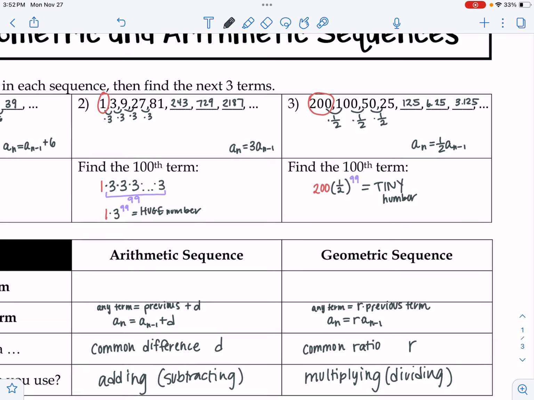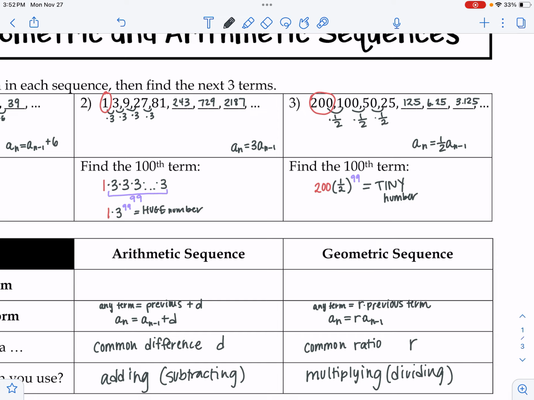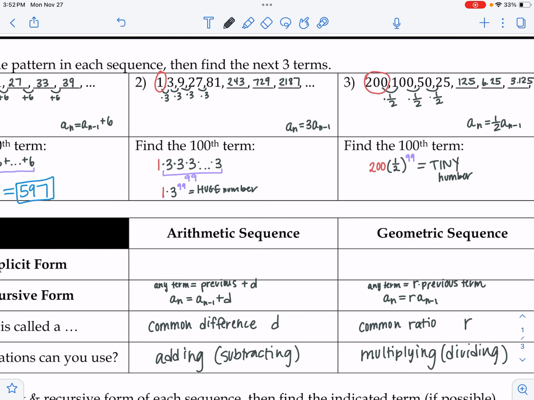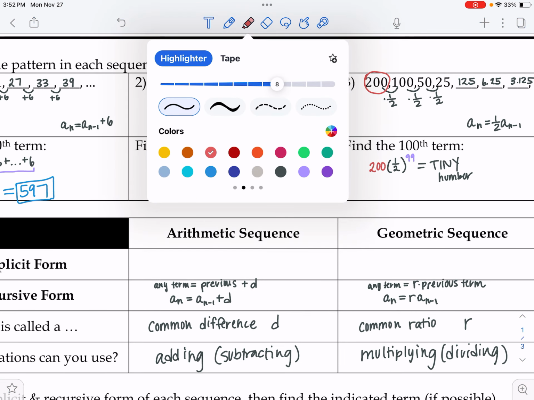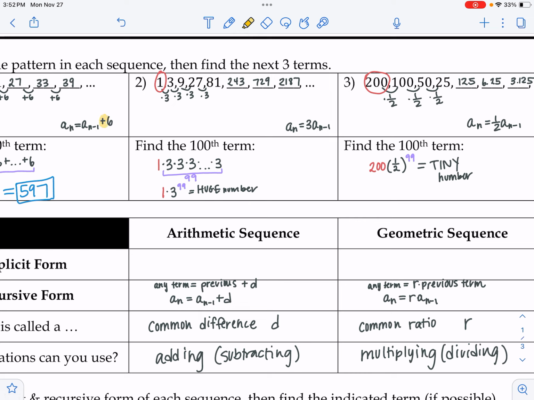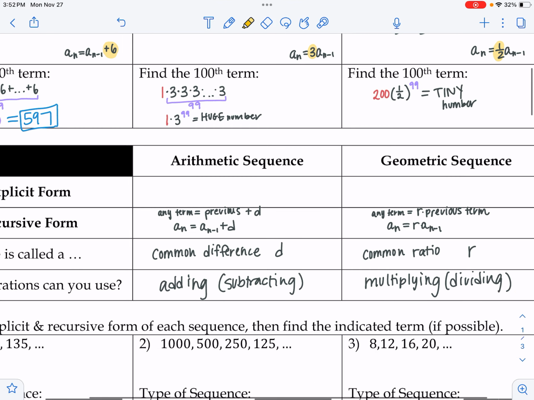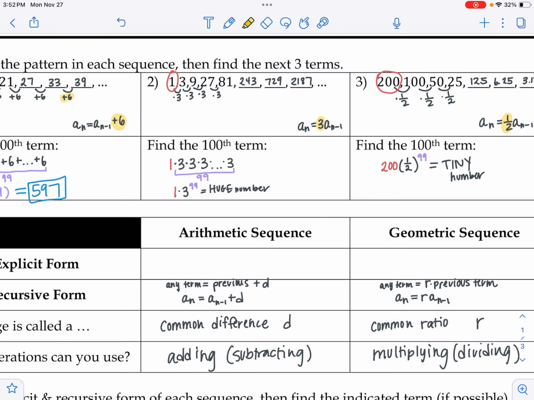This isn't really a useful formula because if you're trying to find the 100th term, you would have to know the 99th term, which you probably won't know. All it really does is tell you what the pattern is. If you saw this notation, you would know your pattern is adding 6. If you saw this notation, you would know you're multiplying by 3, you're multiplying by 1/2. That's all it's really useful for, is to see what your pattern is.